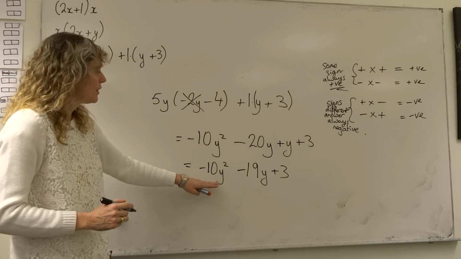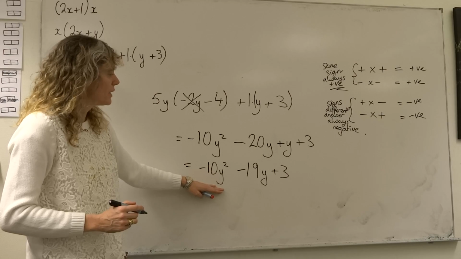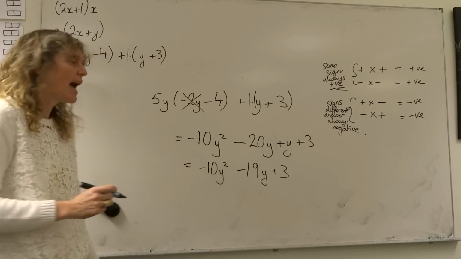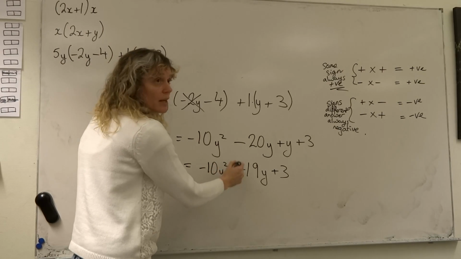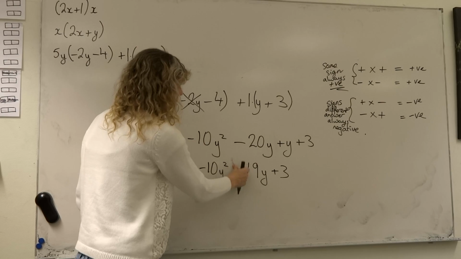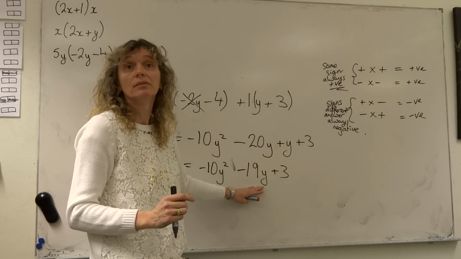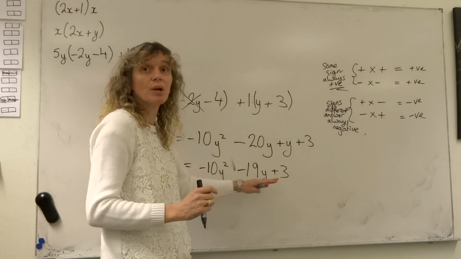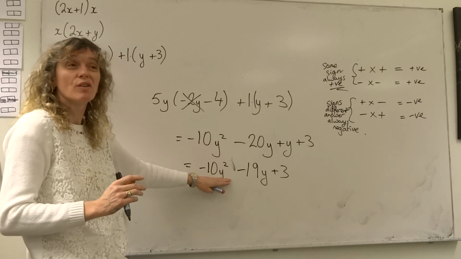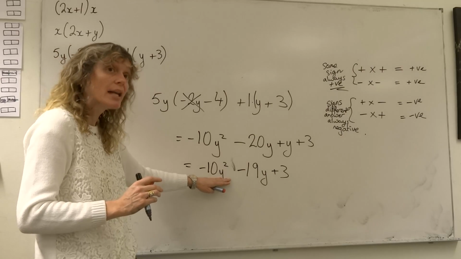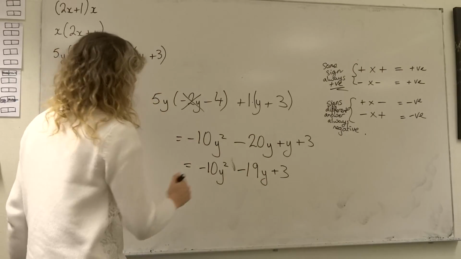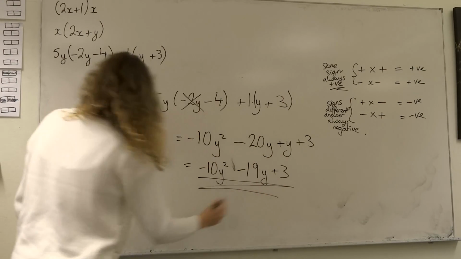Can we add the minus 10y squared to minus 19y? No, you can never add different terms. Okay? So y squareds and y's can never be added together. You have to keep them separately. Y squared is not at all the same term. This one can be thought of like a unit of area. You can't add a unit of area to a unit of length. So you have to keep your y squared. So this would be the answer to that one.